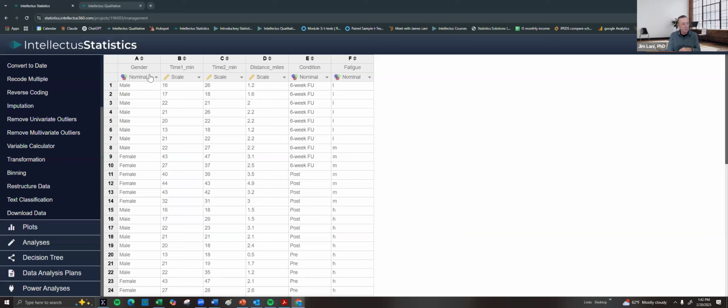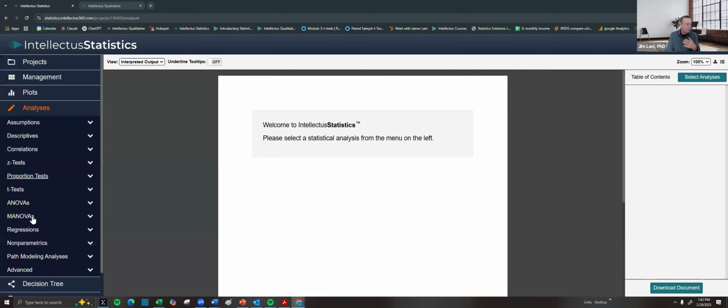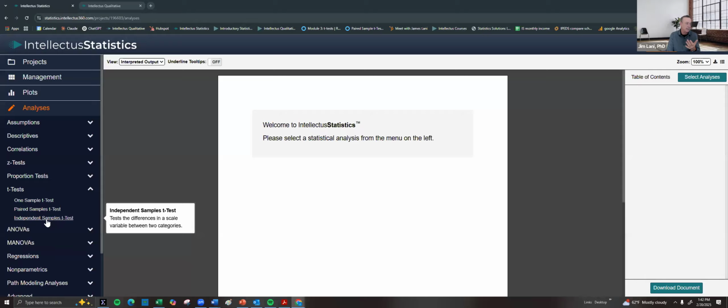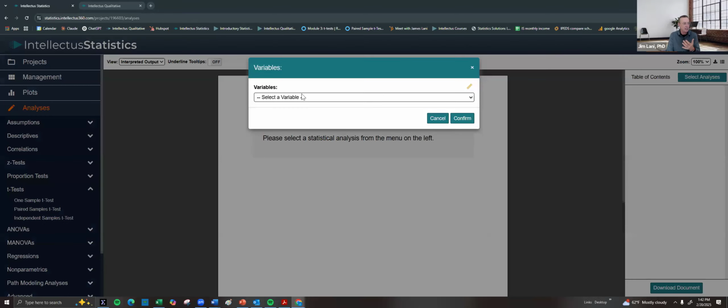Okay, here's a scale variable. Here's a nominal dichotomous variable. What's the difference on time by gender? You can just start implementing this. Go to t-tests, independent sample, select time by gender. By the way, it only lets you look at a dichotomous variable for a t-test. Oh, I have to select it.